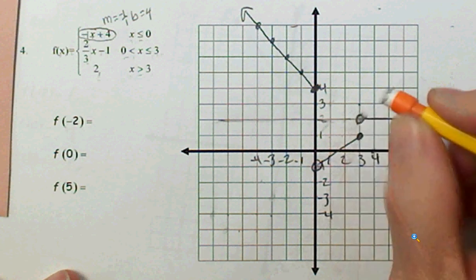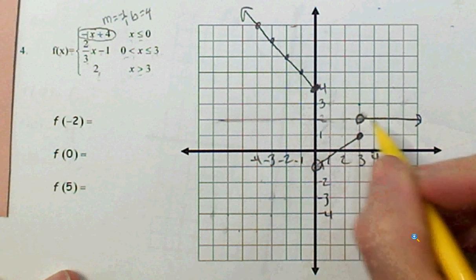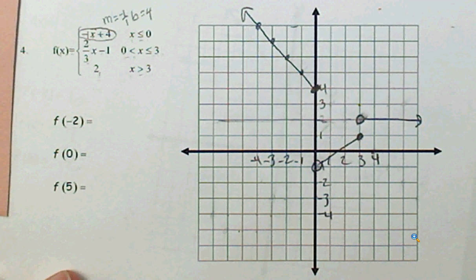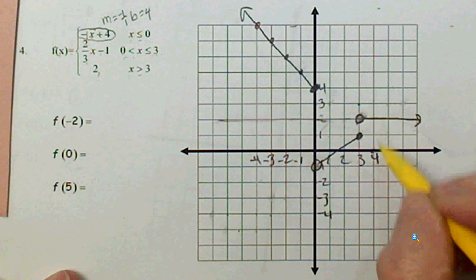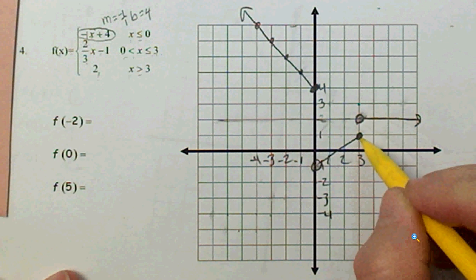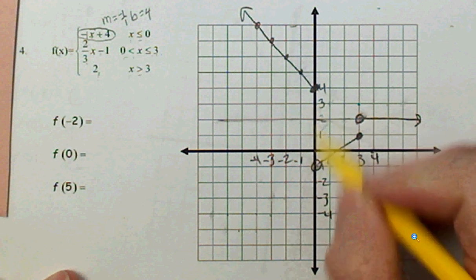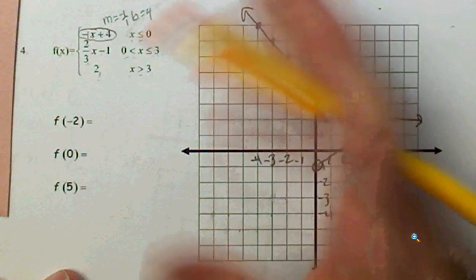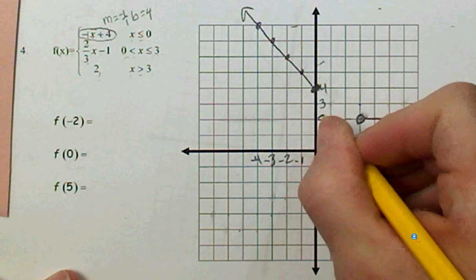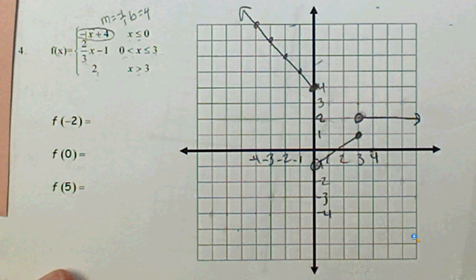And then I just double check to make sure it fits the rules of functions. Every input's only allowed to have one output, which means 2 points can't be above each other. And every place I look, this is good because one's open, one's closed. One's open, one's closed, and nothing's above each other. So this is a function, and I have to assume that I graphed it correctly.